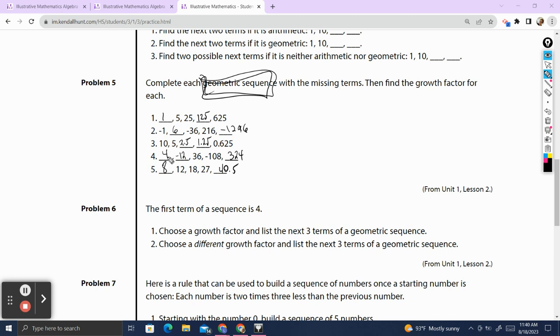Now, some of these are always guess and check. When you're looking for scale factors or rates of change, you might have to do a little bit of guessing and checking, but the nice thing is, there's a very easy way to check to make sure that your computations are correct. Let's go on to question number 6.